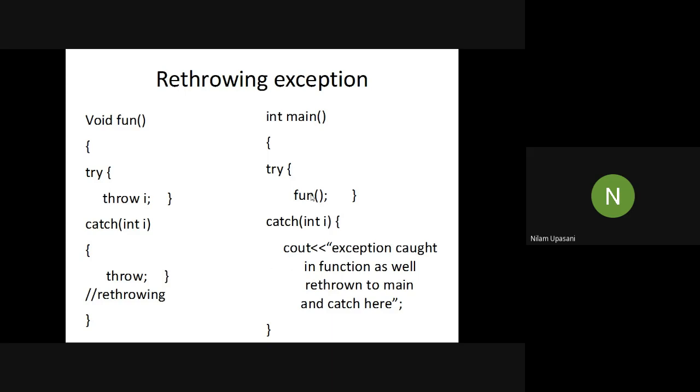Now what happens: I'll call this function, so control goes to this function, and then here I'm saying throw I.